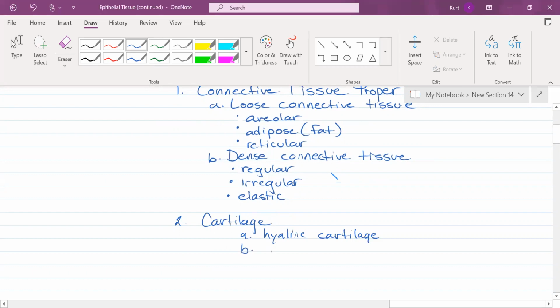Anybody had a procedure on your meniscus? The meniscus is knee cartilage. If you're a football fan, you might hear, oh, so-and-so tore their meniscus. They tore their knee cartilage. B is going to be elastic cartilage.